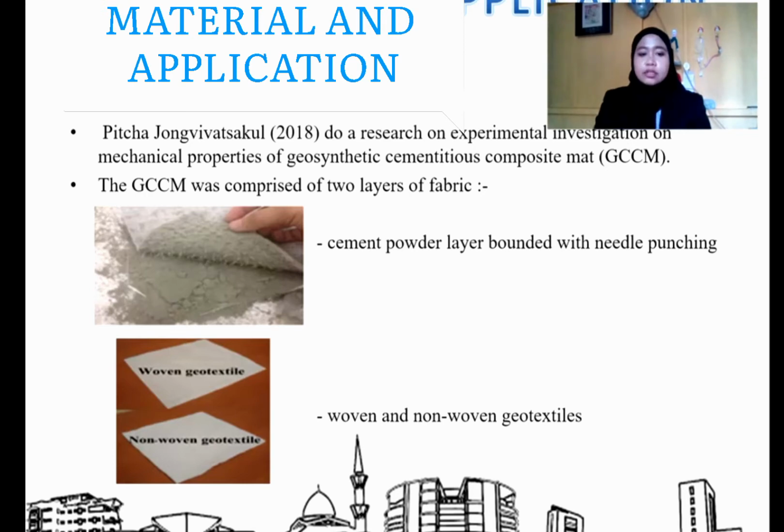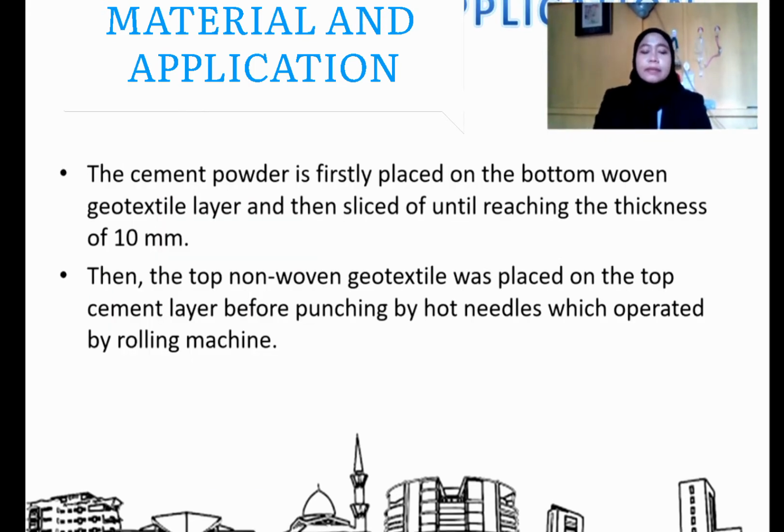The GCCM was comprised of two layers of fabric, which are a woven and a non-woven geotextile. As we can see from the slide, it shows the cement powder layer bonded with needle punching. The cement powder is first placed on the bottom woven geotextile layer and then sliced off until reaching a thickness of 10 mm. Then the top non-woven geotextile was placed on the top cement layer before punching by hot needle, which operates by a rolling machine.